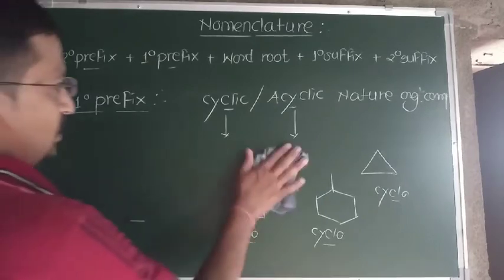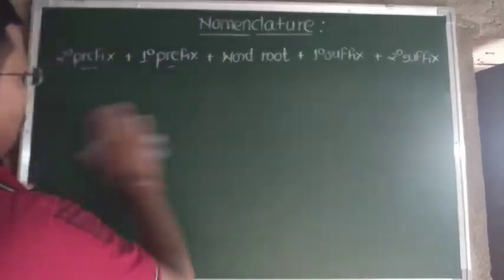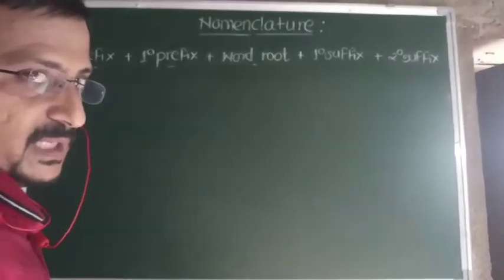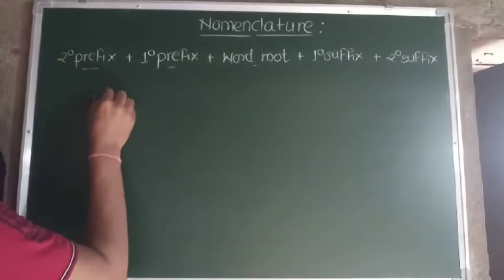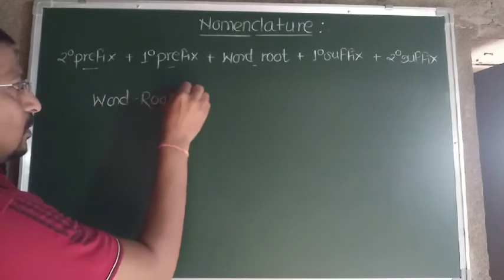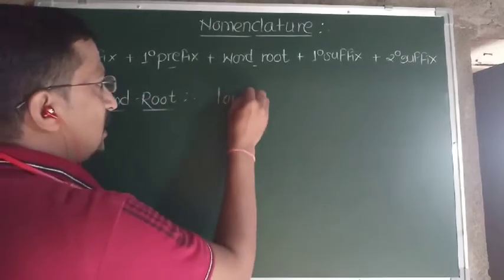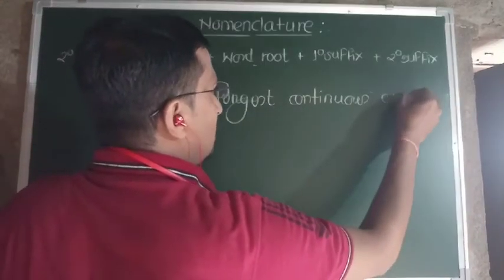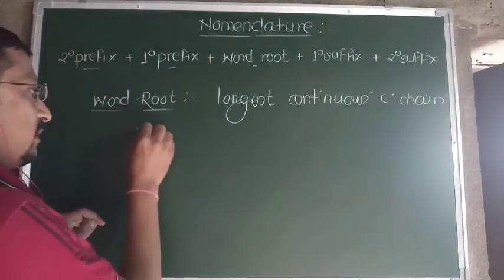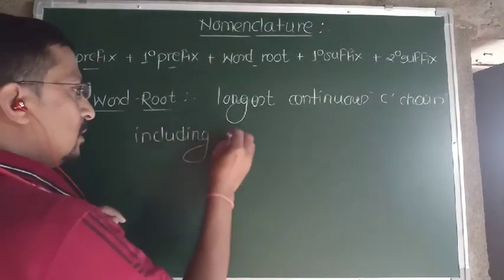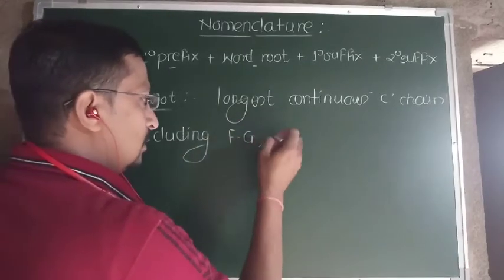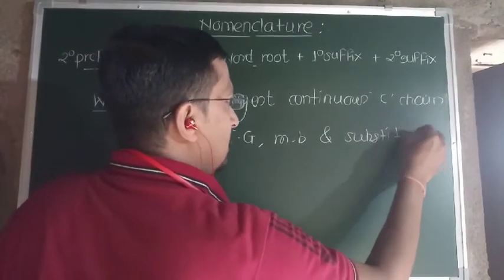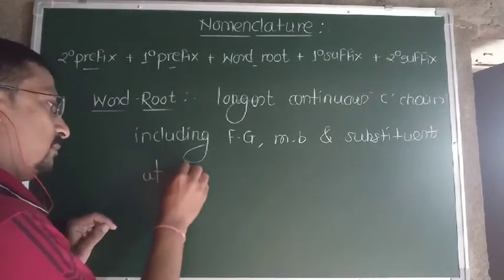Now the next component is the word root. Here in word root, what is the meaning of word root? So word root is the longest continuous carbon chain, including functional group, multiple bonds and substituents at minimum position.